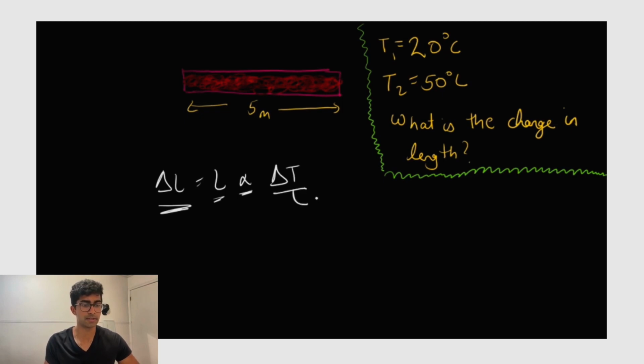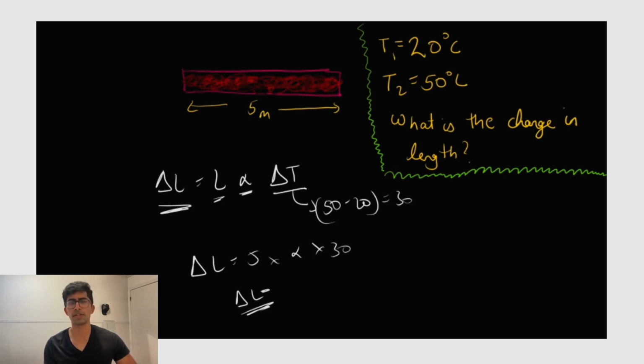In our case, it's T2 minus T1, which is 50 degrees minus 20 degrees, ultimately giving us 30 degrees. So if you do the formula, delta L equals 5 times your alpha, which is something you get online, times 30 degrees, you should basically get the delta L answer. I think the question is relatively straightforward. It's not so difficult. If you don't know the formula, then look it up. Don't worry about it. That's all we need.